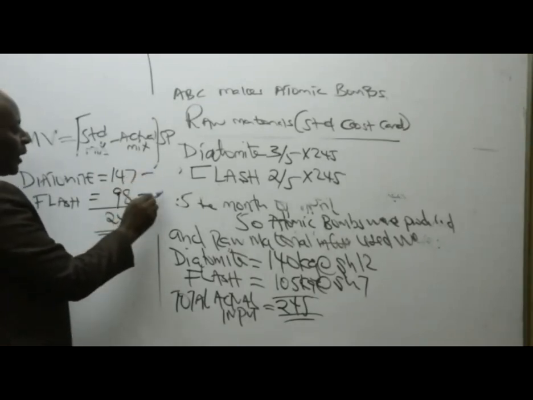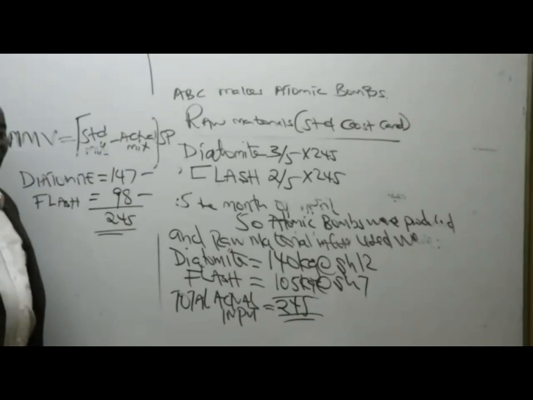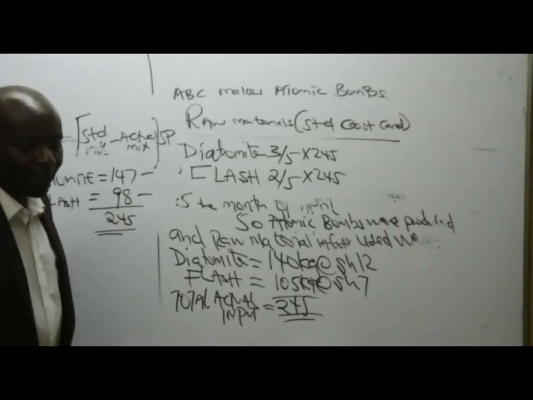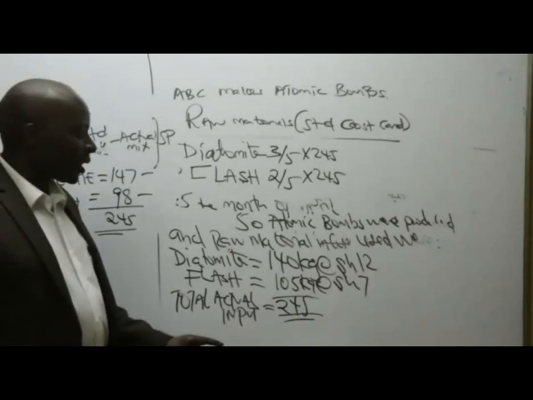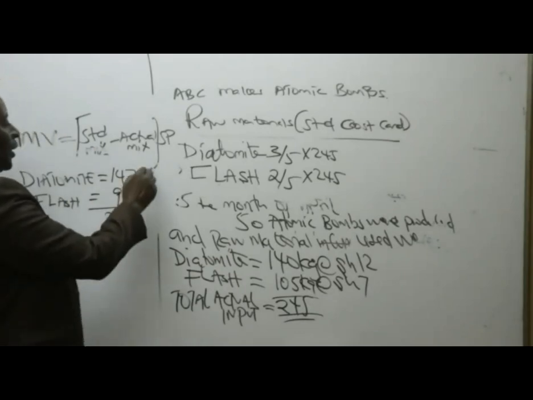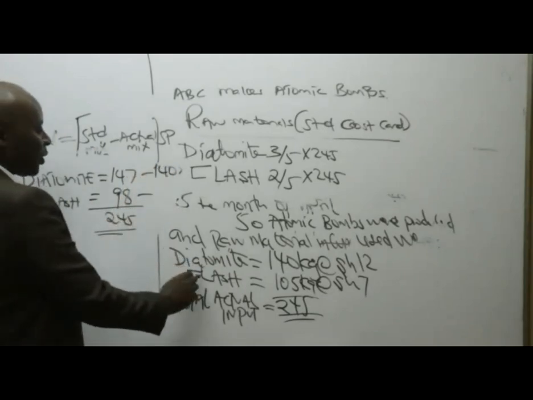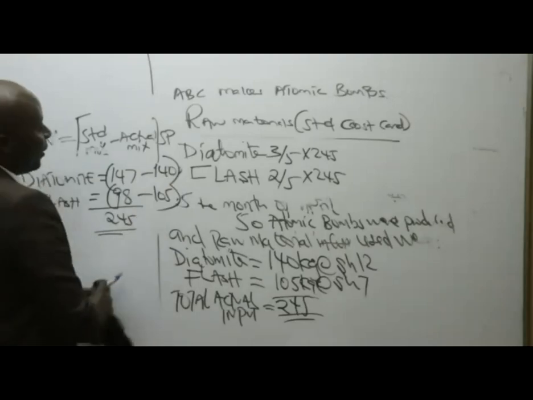Unakuja hapo unasema minus. Are you able to see the actual mixes? Is there anybody who is able to see the actual mixes? Yes, you can see the actual quantities here. The diatomite is 140, whereas flash is 105 like that. Like a bracket namna hiyo.